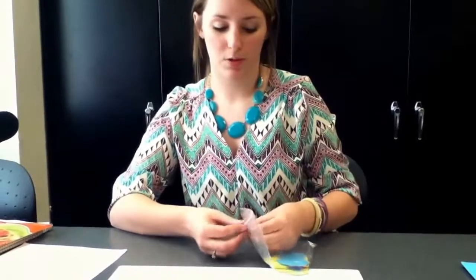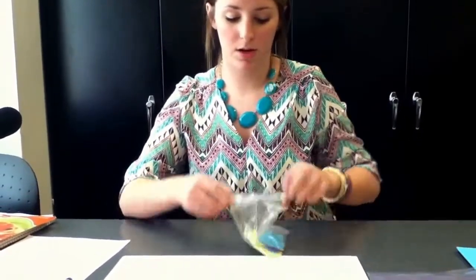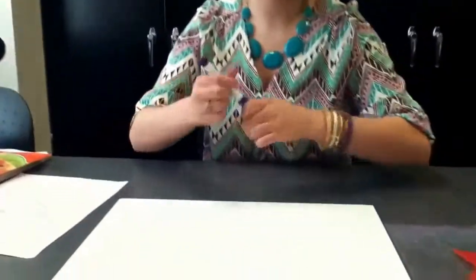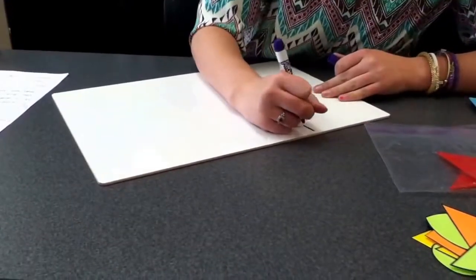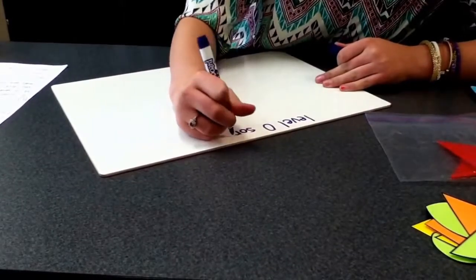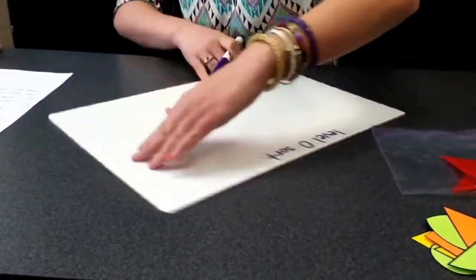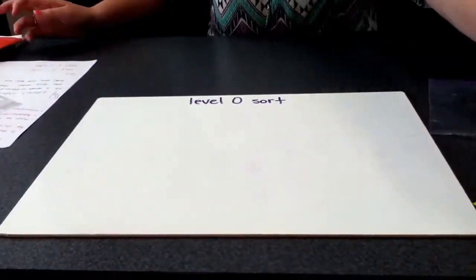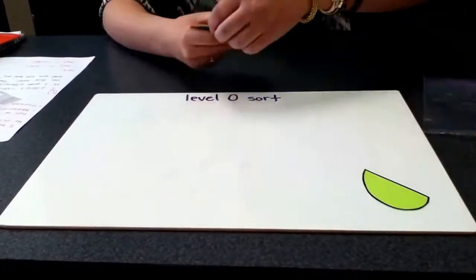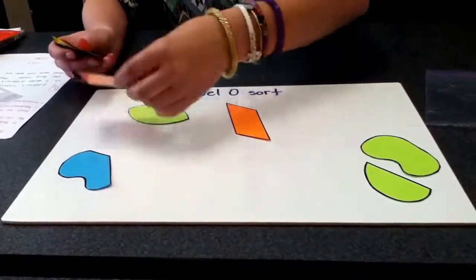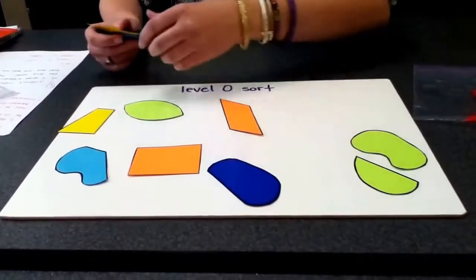So our first lesson is going to be a shape sort. First I'm going to sort at level 0. I'm going to do this on my whiteboard so it's easier to see. When students are at level 0, they are visual. So probably one of the main things that a level 0 child will notice is color. So in this sort, I'm going to sort them by color.